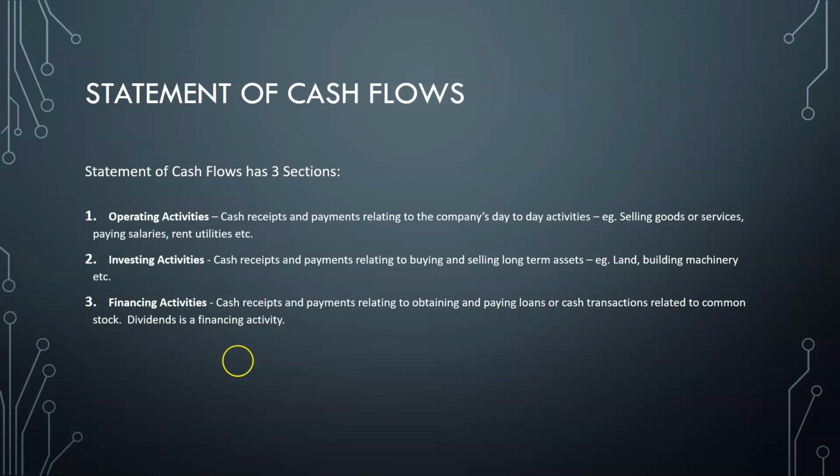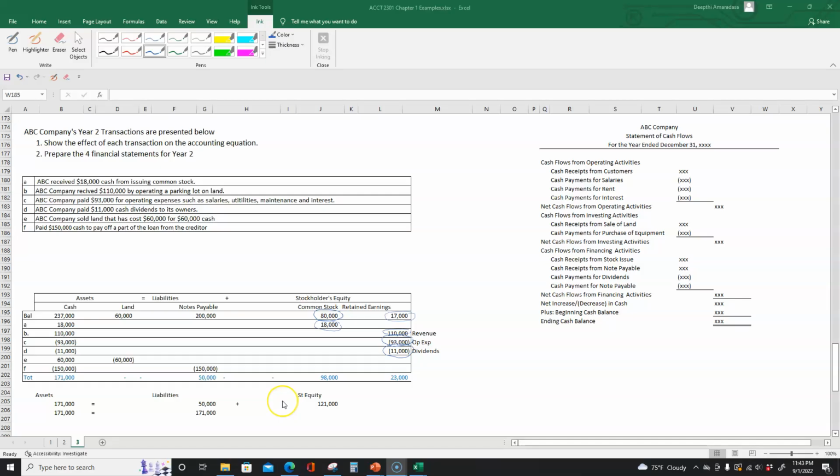Let's do an example, and that'll help you see how we categorize these. We're going to continue with the same example we've been working with. It's ABC Company's Year 2 transactions. This section at the bottom shows how each transaction affected the accounting equation. Now we're going to use that same analysis to create the statement of cash flows.